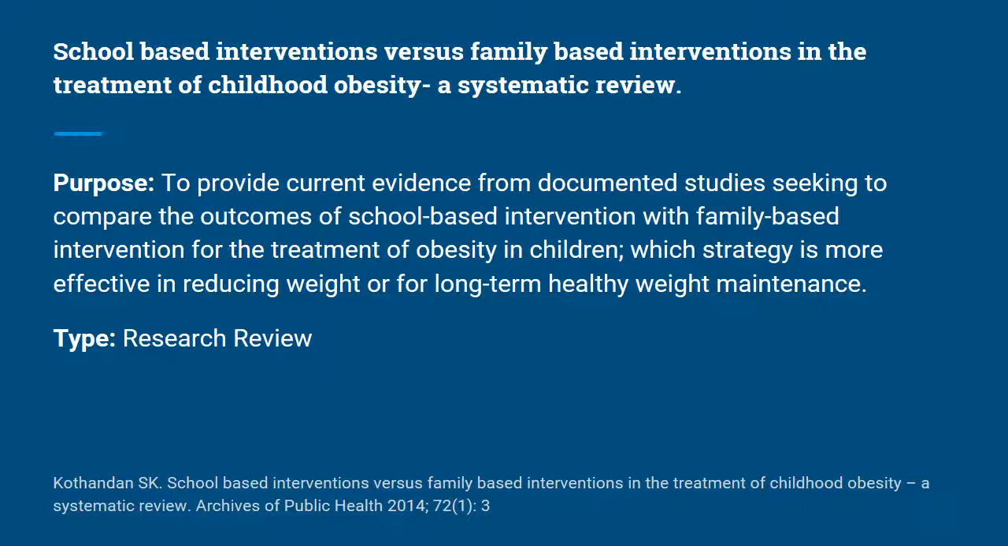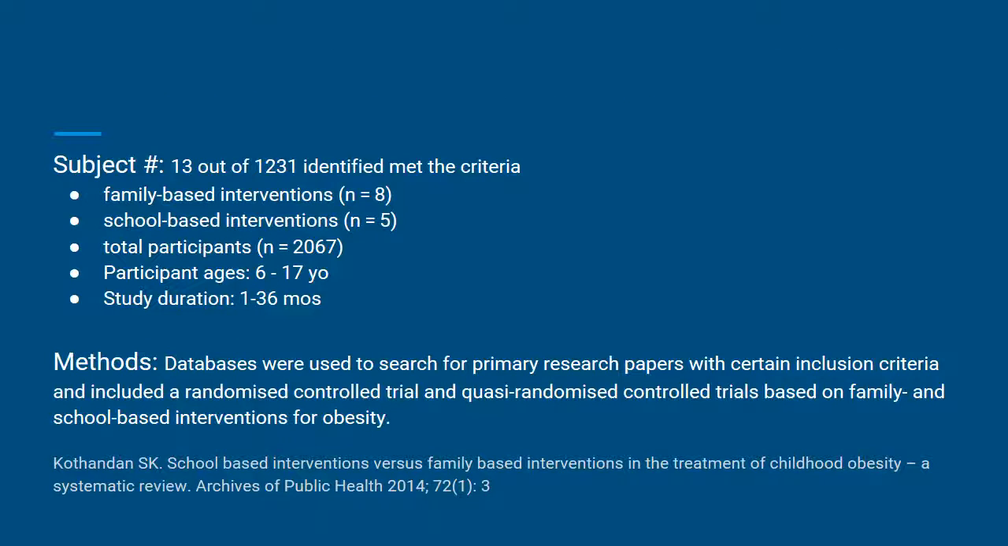This article was by Koth and Den, and it was published in the Archives of Public Health in 2014. It is titled School-Based Interventions versus Family-Based Interventions in the Treatment of Childhood Obesity, a Systematic Review. The purpose of this review was to provide current evidence from documented studies seeking to compare the outcomes of school-based intervention with family-based intervention for the treatment of obesity in children. This was a research review.